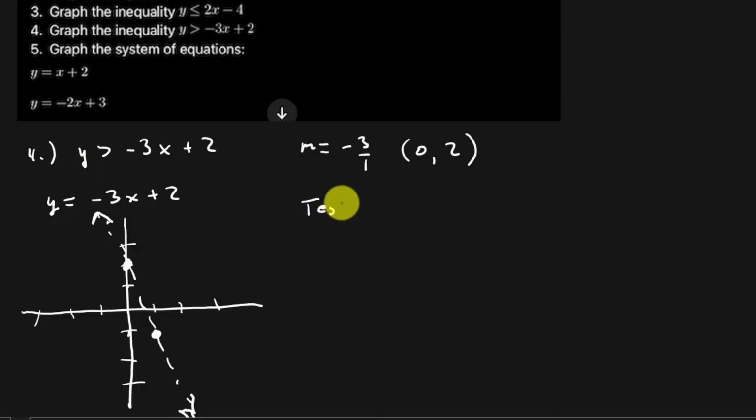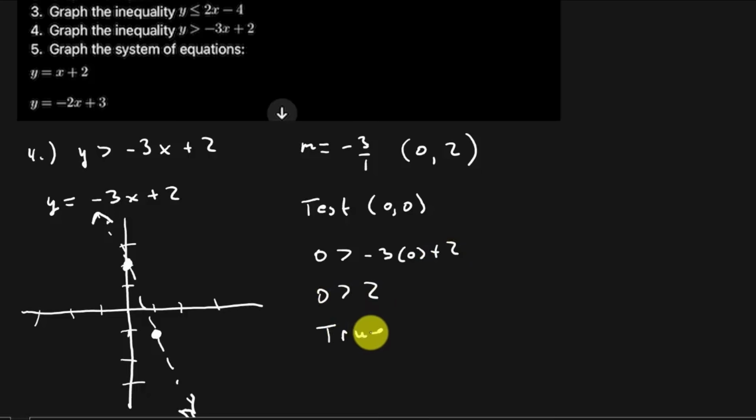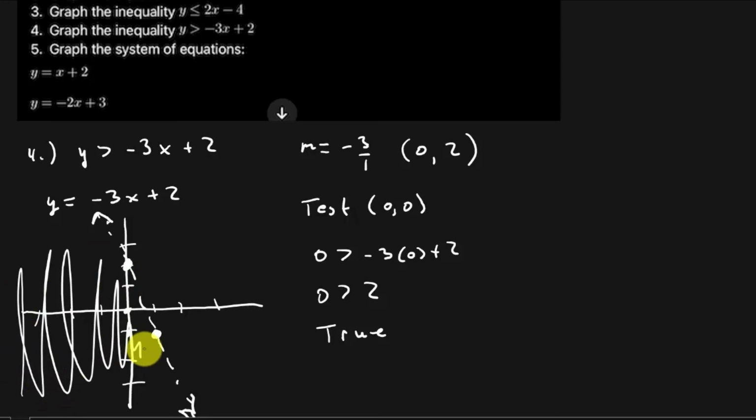And then we need a test point. We're going to test the point 0, 0. So we're going to plug that in: 0 greater than negative 3 times 0 plus 2, which is 0 is greater than 2. And this is a true statement. And notice the point I chose was on this side of the line, and I got a true statement. So that's the side that I shade.